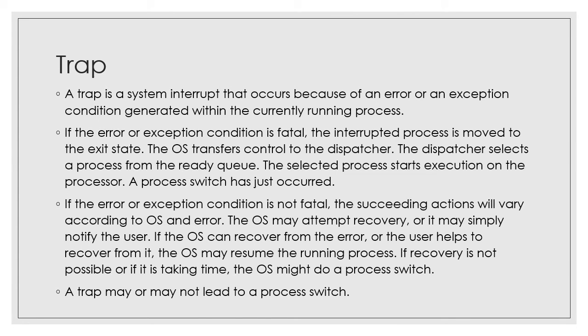A trap is a system interrupt that occurs because of an error or an exception condition generated within the currently running process. As an example, consider that the running process tries to access a file that it should not. This is illegal file access. Some of you who remember the reasons for process termination might say that the running process must be terminated.